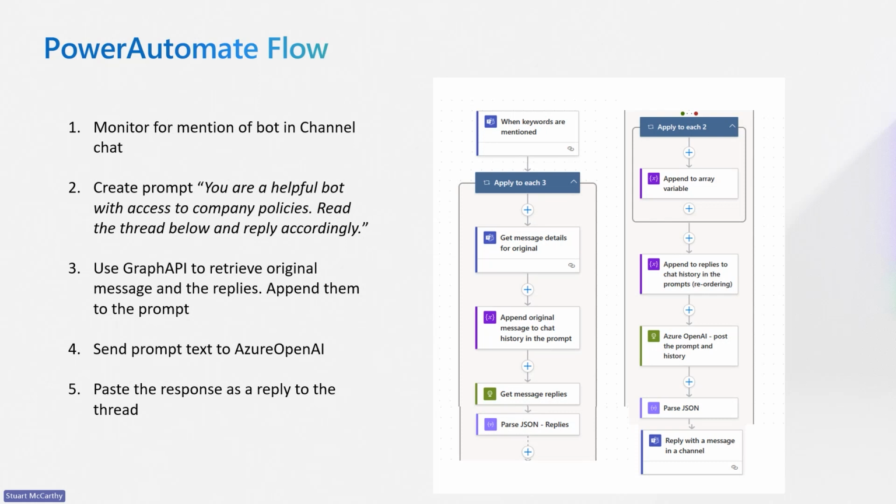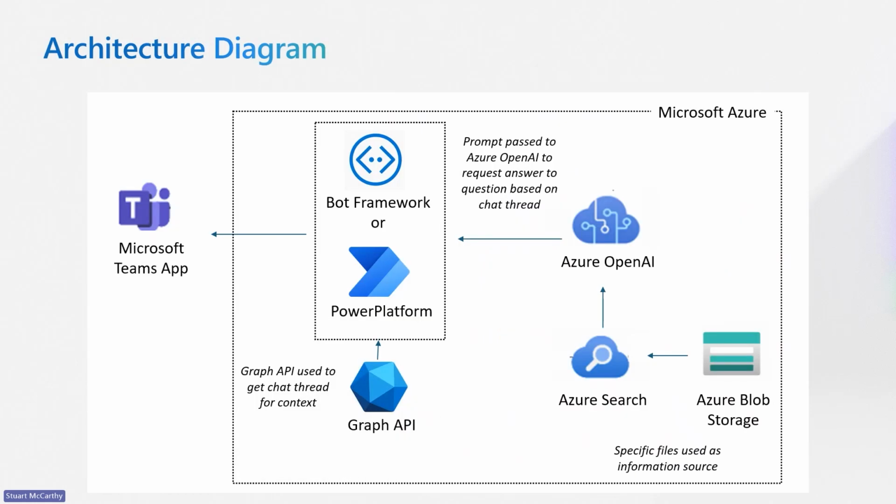So that POC that you just saw was built very easily just using Power Automate. We could also use Power Virtual Agents to build that. We could build it out using Node.js in Visual Studio Code if we wanted to. It's all the same logic behind the scenes, just a different way of building it out. And then here's an architectural diagram to show you what that looks like.